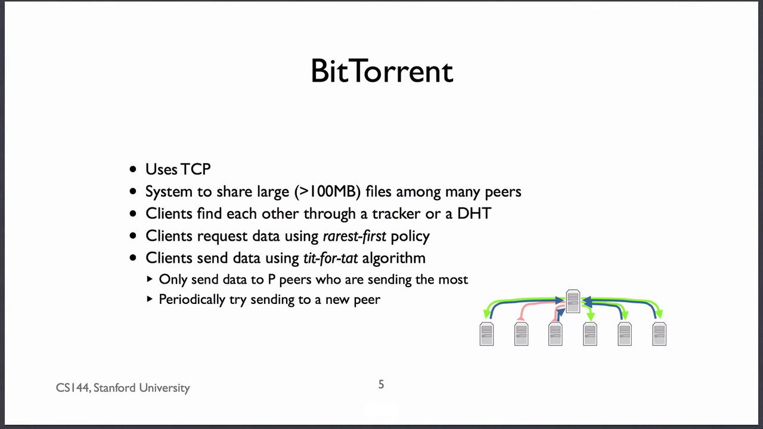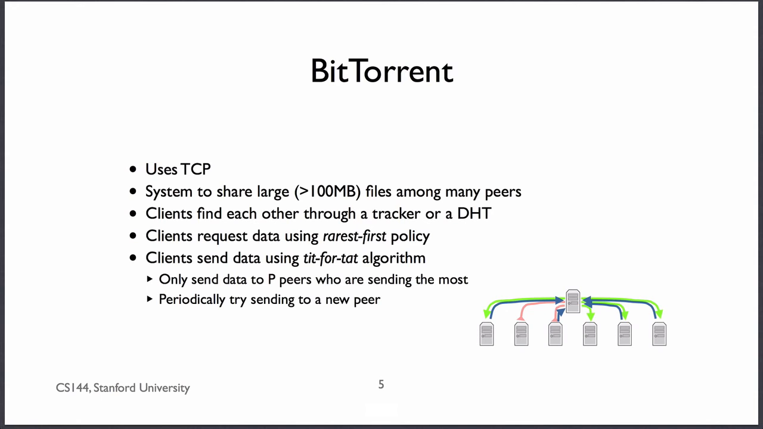A client requests data from other clients using a rarest first policy, so it tries to avoid a piece disappearing from the swarm and also to remove bottlenecks. You also learned that while Bittorrent is happy to request data from lots of peers, it's very careful about whom it sends data to. Bittorrent tries to set up an incentive system where you want to contribute data and let others transfer from you. So the way it works is a node will send data to the P peers who are sending it the most data.